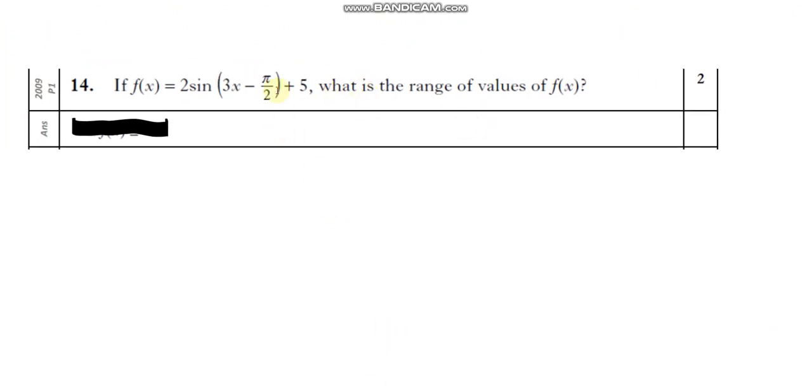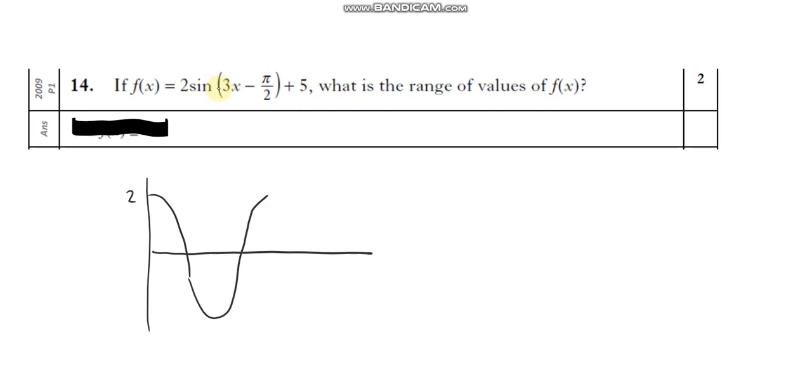So what's the range of values? Okay, well, all that means is what values is the max and min for f of x, the range of f of x. That's also saying what's the maximum, what's the minimum on the graph. So if I've got 2 sine, I'm going to forget the phase shift, so that doesn't really affect it just now. If I've got 2 sine of x, that's going to be a classic sine graph that goes up to 2 and to negative 2.